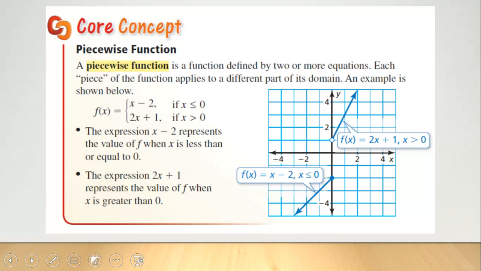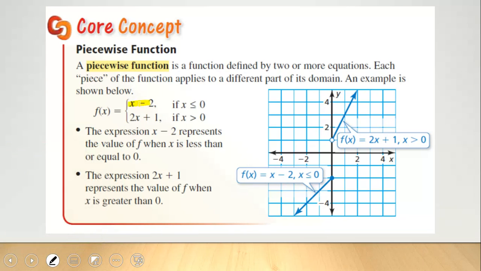So a piecewise function is a function that's defined by two or more equations. Each piece of the function applies to a different part of its domain. So we see the example that's shown here where we have f of x equals x minus 2 and 2x plus 1. And depending on the x value, there are different things that are happening here. So what does that mean?